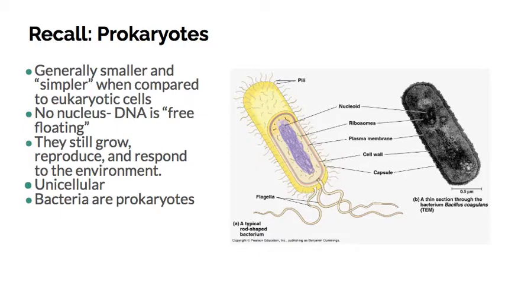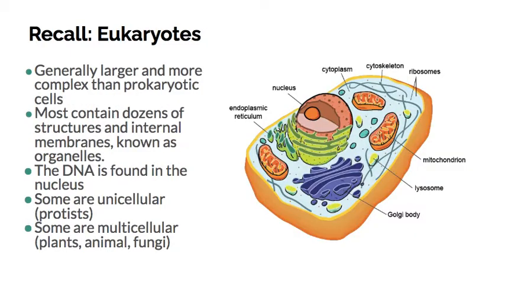So prokaryotes had no nucleus, and DNA was free-floating. They are unicellular, and bacteria are prokaryotes, and that's kind of what we went over last class, over the structure as well. And today we have eukaryotes. Remember, eukaryotes are generally larger and more complex than prokaryotic cells. They contain dozens of internal structures known as organelles. DNA is found in the nucleus. Some are unicellular and some are multicellular.